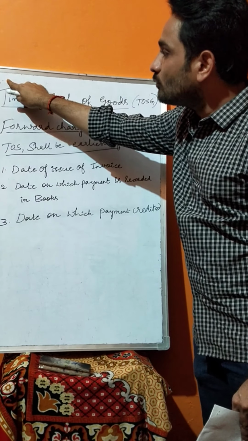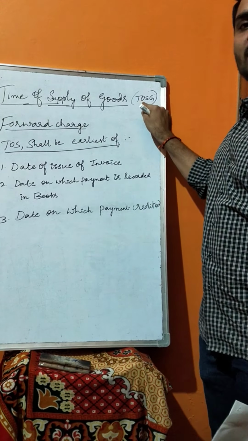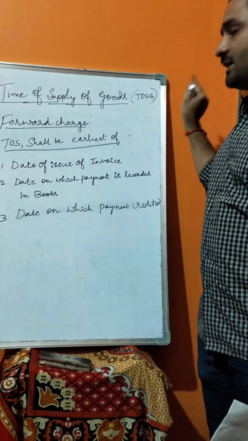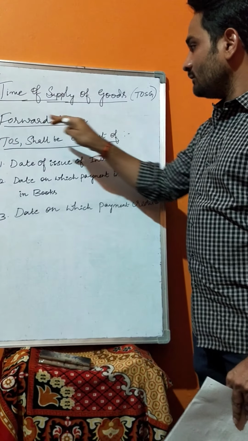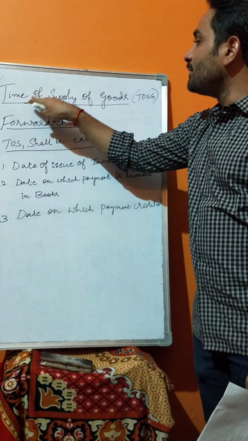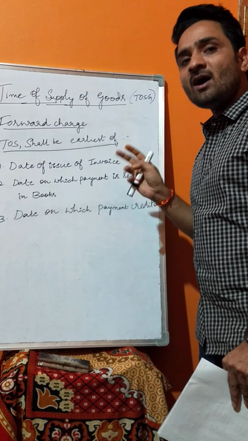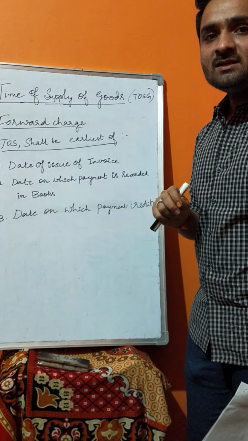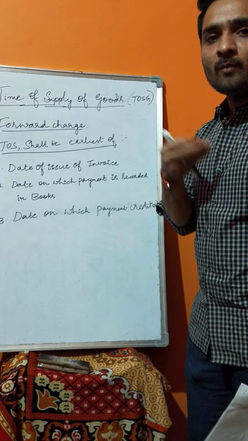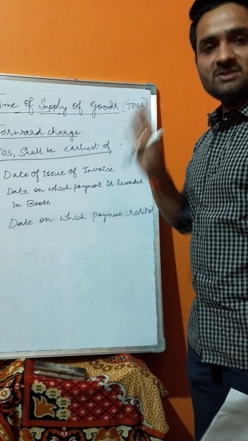In Roman number 1, that is the time of supply of goods, in short form we call it as TOSG, only for our understanding. So in that, forward charge will be taken into consideration. Time of supply of goods in that forward charge. What is the forward charge? Where the service provider is liable for GST payment, that is called as forward charge.